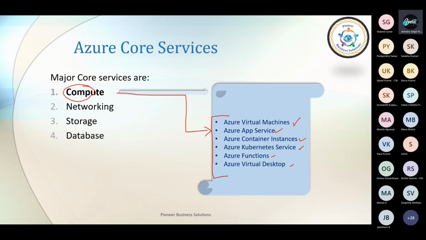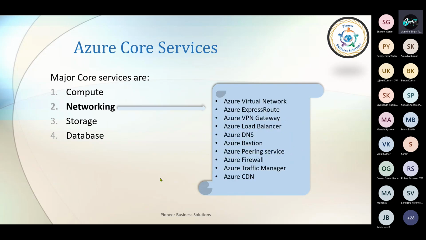If I talk about individual services like virtual machine, there are more than 3,000 individual services. So I cannot write all of them. I've just written a few of them over here. Then talking about networking, we have Azure Network, ExpressRoute, VPN, Load Balancer, DNS, Bastion, peering, firewall, and so on.